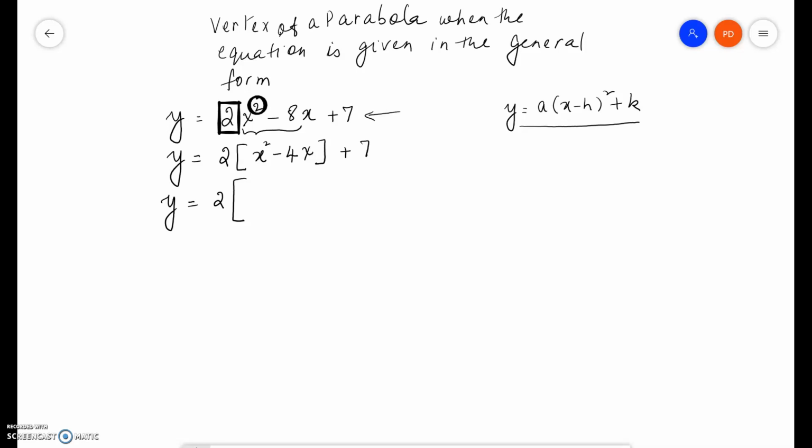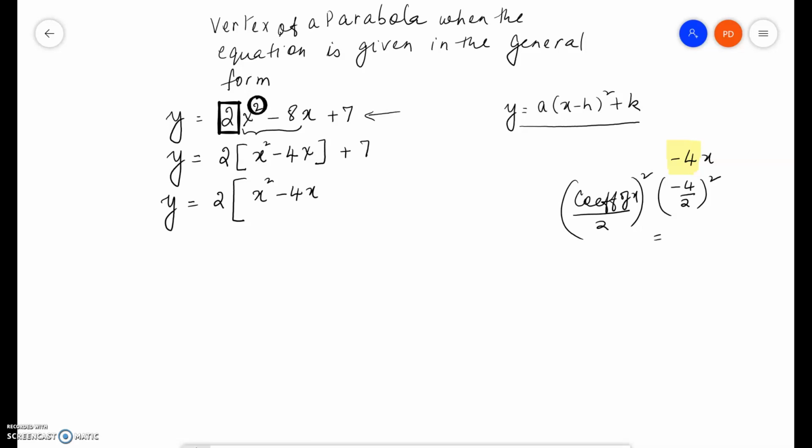So in order to complete squares, we go x squared minus 4x. Now the x term is negative 4x. So we take the coefficient of x, which is negative 4, divide by 2, and then square it. And that's what we add and subtract. So that is coefficient of x divided by 2, the whole squared. It's always going to be positive because when we square the negative term, we get positive.